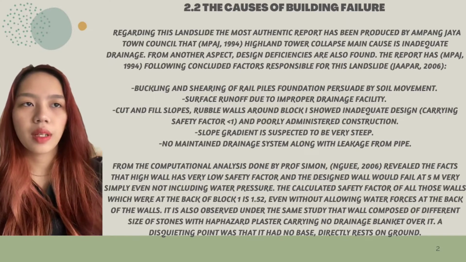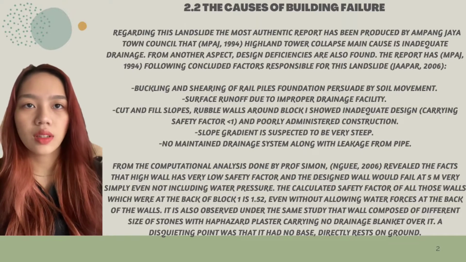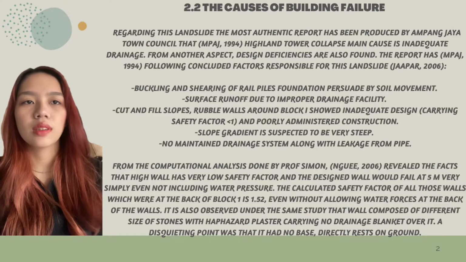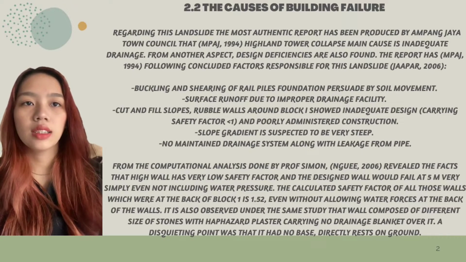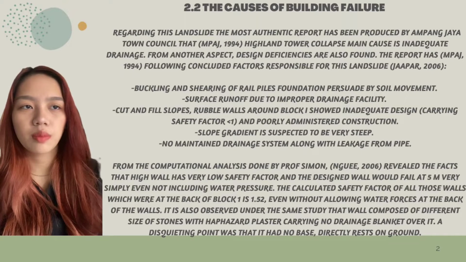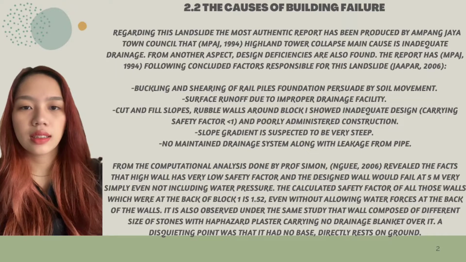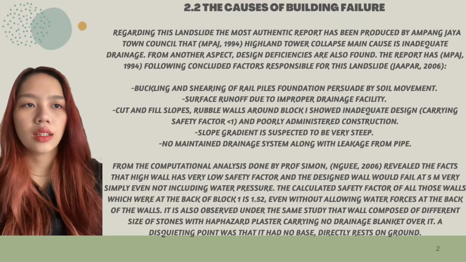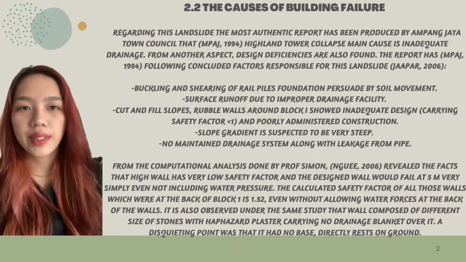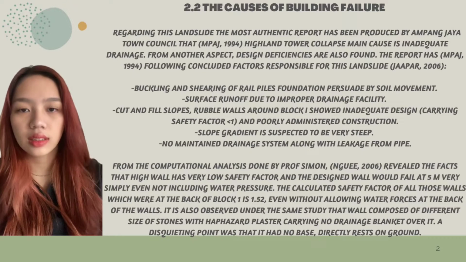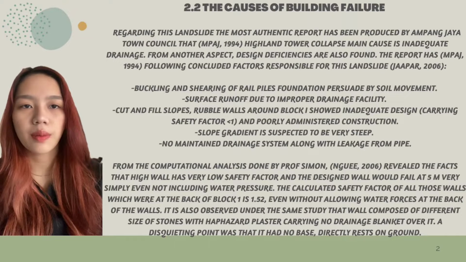The MPAJ 1994 report concluded the following factors responsible for this landslide: buckling and shearing of the frail pile foundation preceded by soil movement, surface runoff due to improper drainage facility, cut and fill slope, retaining walls around Block 1 showing inadequate design carrying safety factor, and poorly administered construction. Next, the slope gradient is expected to be very steep, and last, no maintained drainage system along with leakage from pipes.